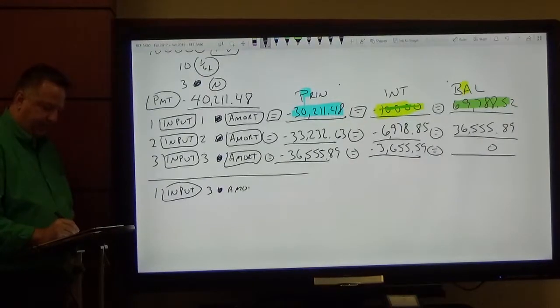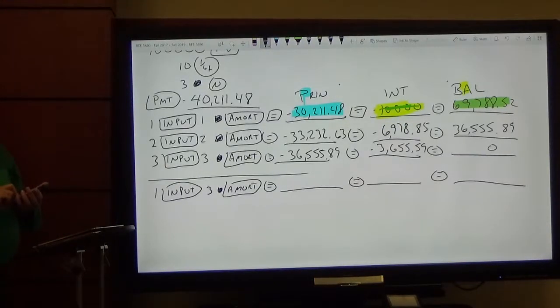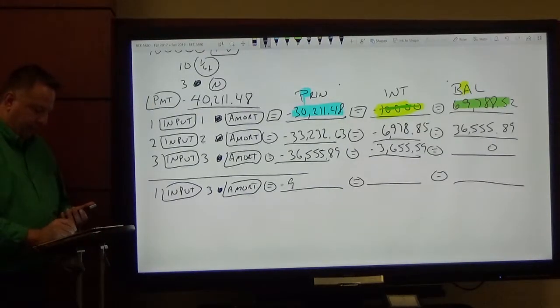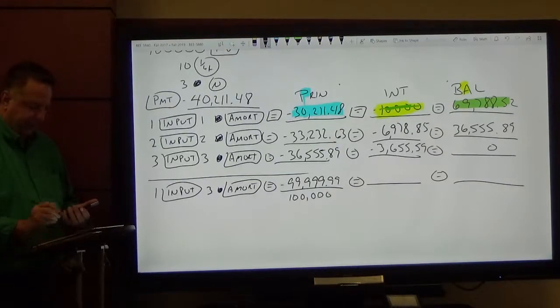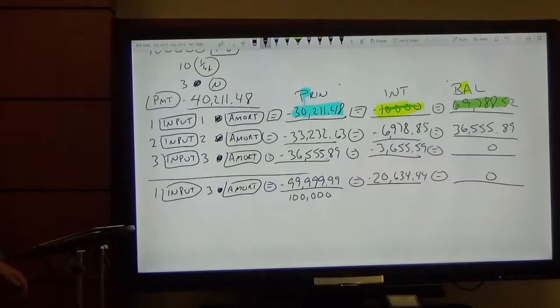Shift, amortize, equal, equal, equal. Okay, so what you end up with here is $99,999.99, or basically the 100,000 rounded. Here you end up with 20,634.44, and here once again 0. All right. So all this is telling you, this is what we were saying earlier.